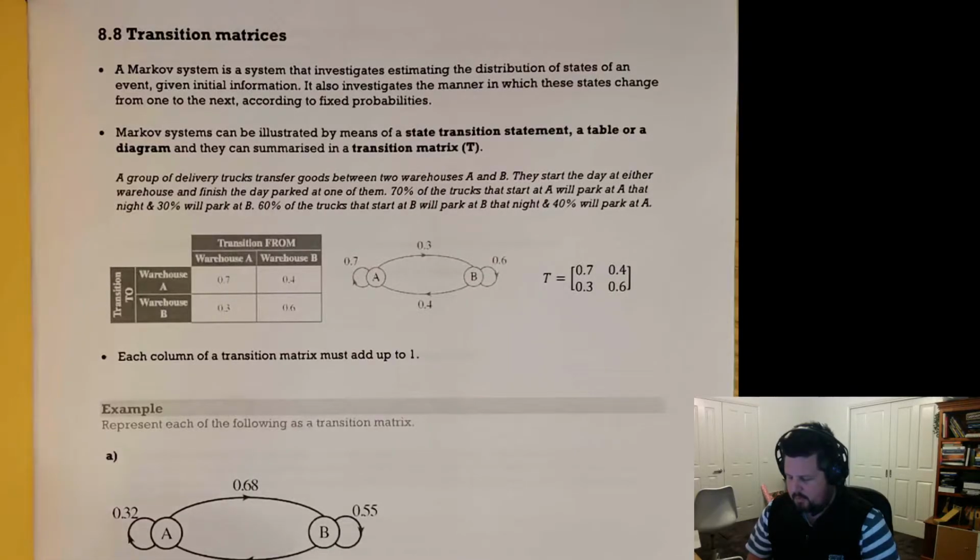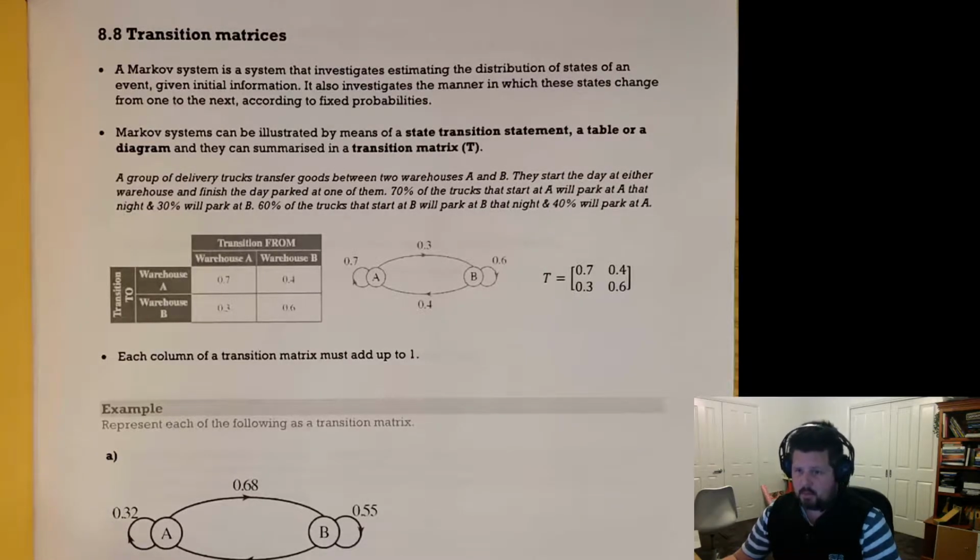So it says here, a group of delivery trucks transfer goods between warehouse A and warehouse B. They start at either warehouse and they finish the day parked at one of them as well. It says 70% of the trucks that start at A will park at A at night time or finish there, and 30% will park at B. On the other hand, it says 60% of the trucks that start at B will park at B that night, and 40% will park at A. Alrighty, so obviously some will park where they start and some will park at the other spot. So you can represent that in the following diagrams.